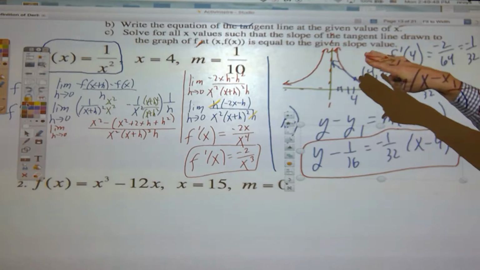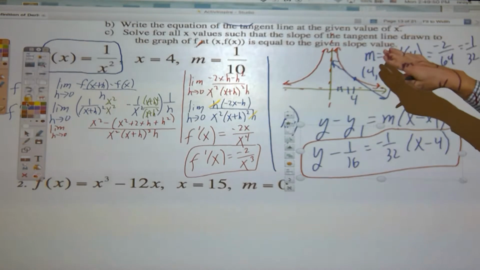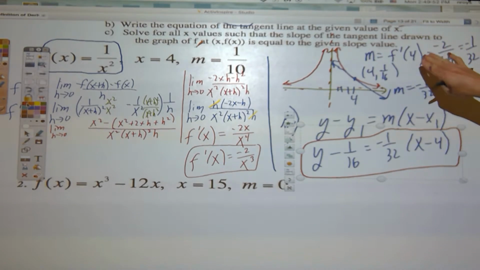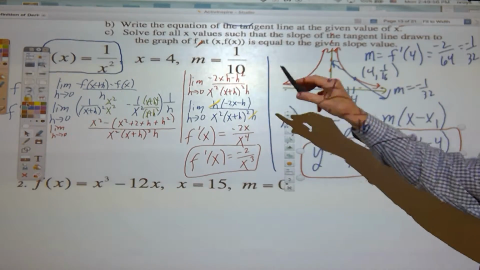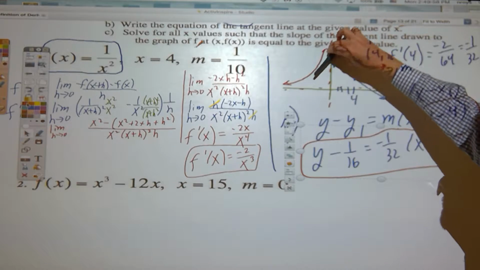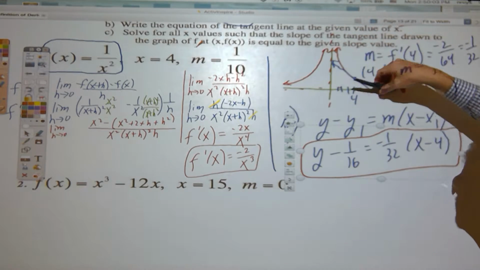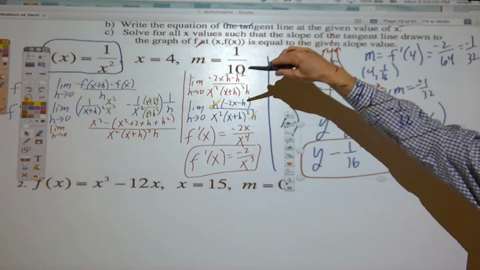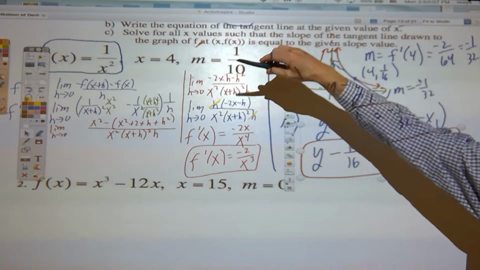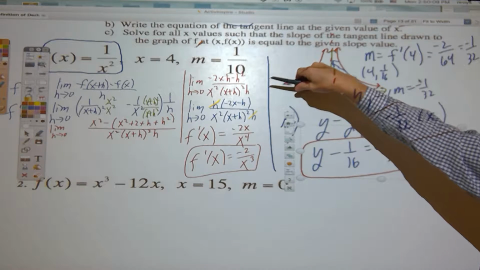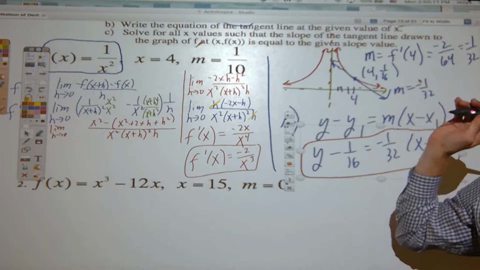Part C says solve for x, for all the x values such that the slope of the tangent line is 1/10. Well, let's eyeball that one. Where would there be a tangent line whose slope is 1/10? Would it be on the quadrant 2 portion or the quadrant 1 portion? Class, quadrant 2 portion might possibly have a slope of 1/10, or quadrant 1.